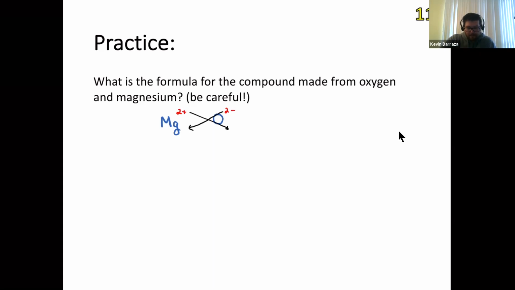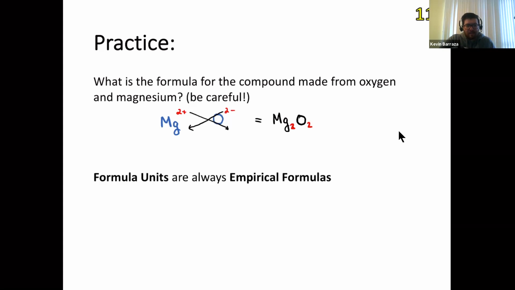Crisscross. So what I'll do is I'll write Mg2, or maybe I'll emphasize the color as well. So I'll do 2. So here is the result of our crisscross. But here is the tricky part. When we're done with the crisscross, we always have to check, is this an empirical formula?